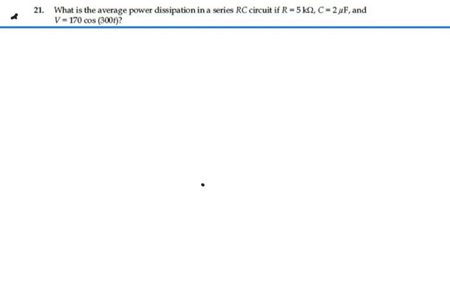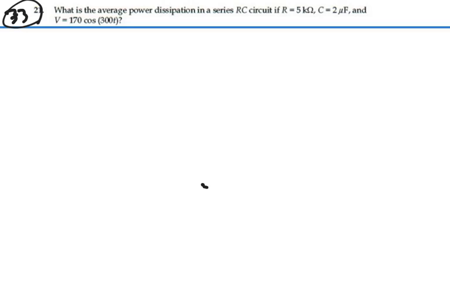Here's problem 3321. What is the average power dissipation in a series RC circuit if R is equal to 5 kiloohms, C is equal to 2 microfarads, and the voltage is equal to 170 cosine 300t?